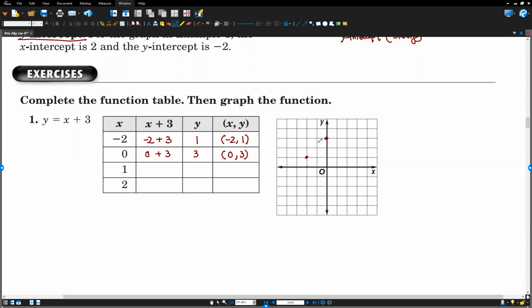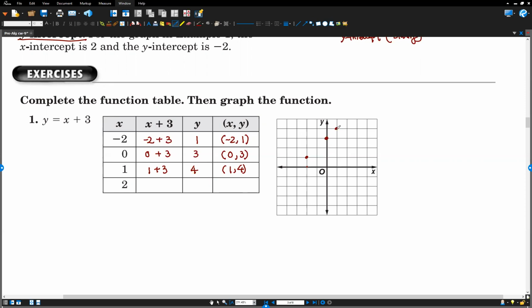We skip the -1 there, because we don't always need it. Just 4 points is enough. When x is 1, 1 plus 3 equals y. So the point is when x is 1, y is 4. Where is the next point? When x is 1, y is 4 over here. That's enough.